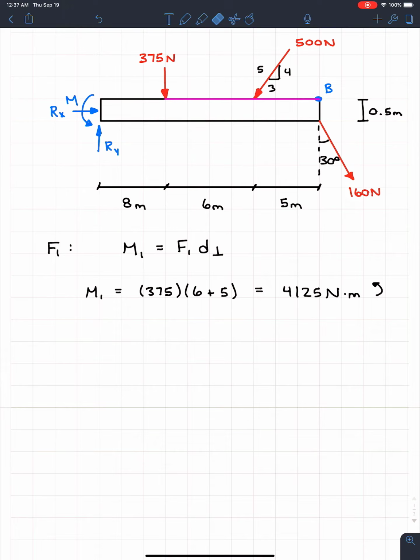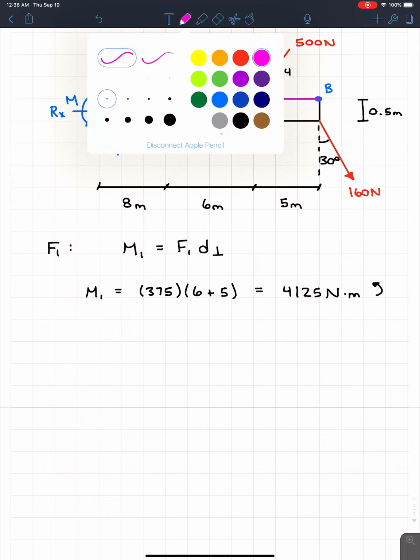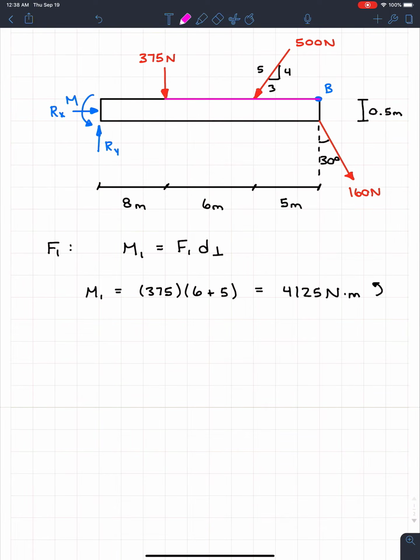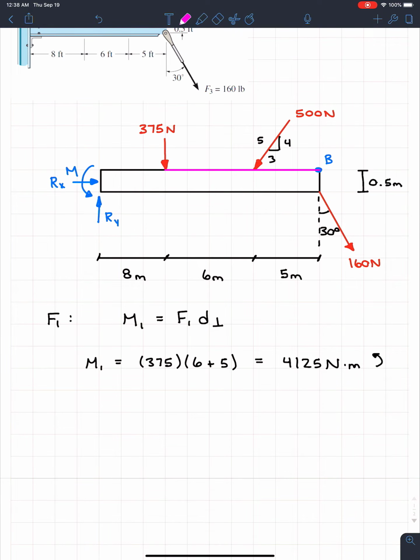All right, so that's the first one. Now, the first one's easy because it was already kind of 45 degrees. Sorry, 90 degrees. I'm making a fool out of myself. Remember, it has to be that perpendicular distance. So let's move on to F2, which is that 500 newtons right there.